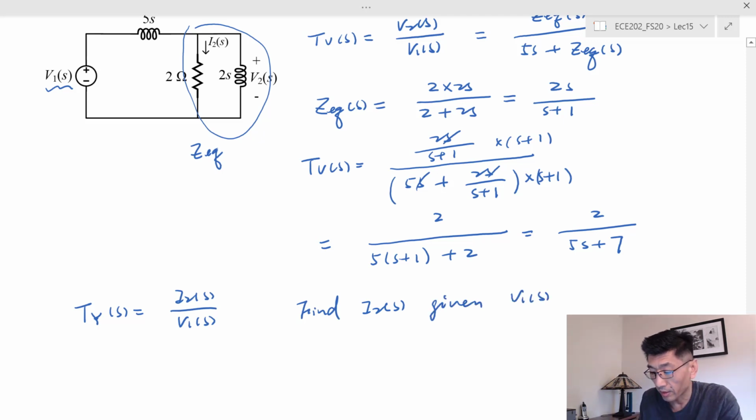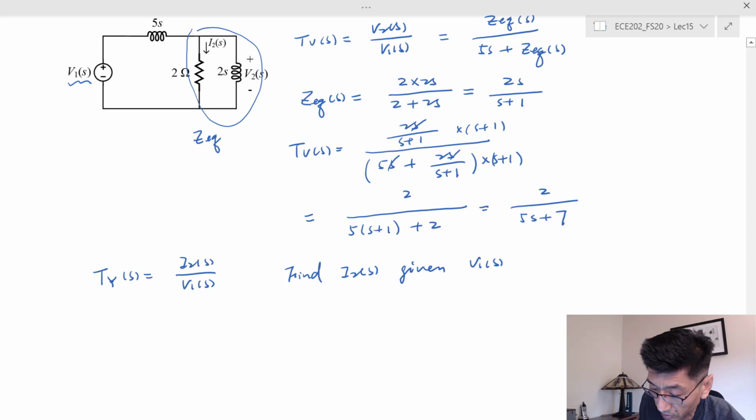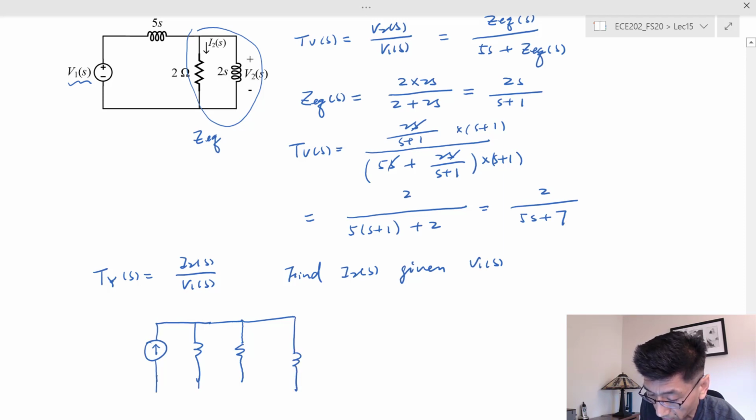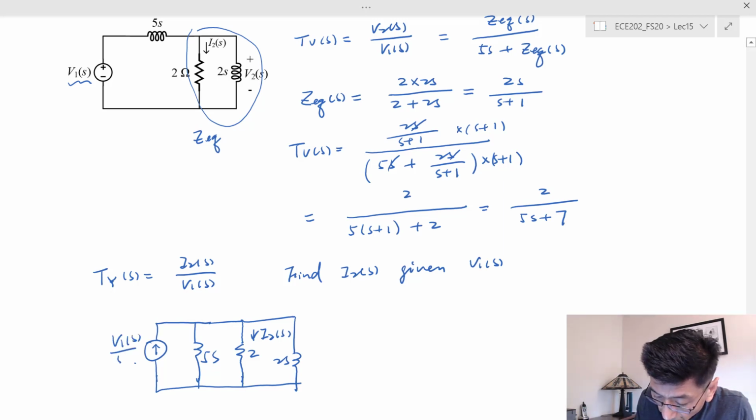So in this case, let me zoom out a little bit so I don't lose the circuit. I'm doing the source transformation here, and I have all the impedances, nothing really changed. And so in this case, I have an I2s I'm trying to find. So this is 5s, and what should this current source be? That should be the voltage divided by that impedance, right? So that should be V1s over 5s.